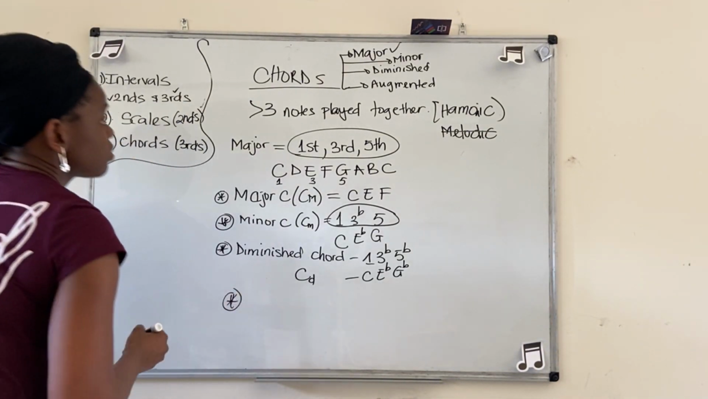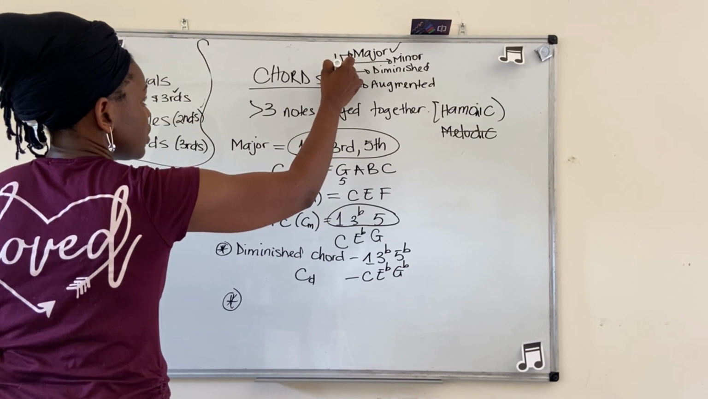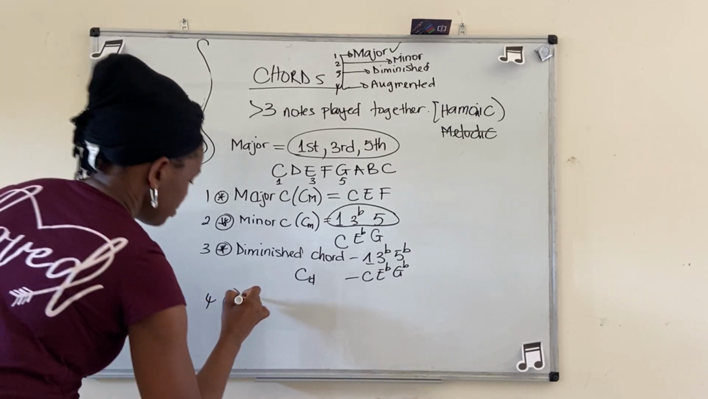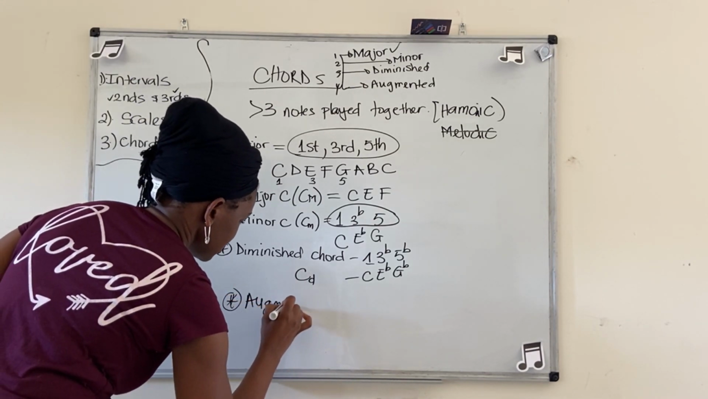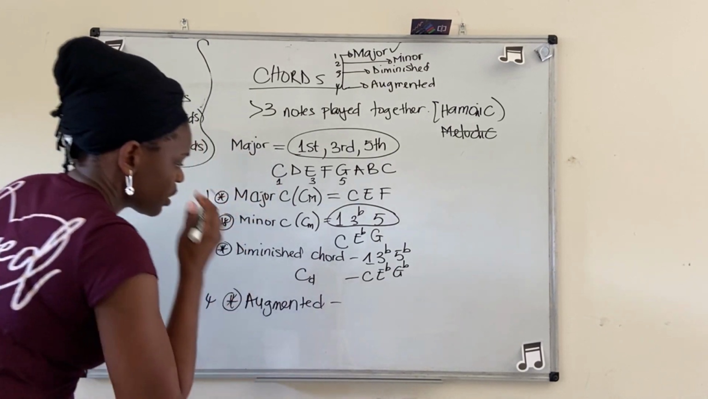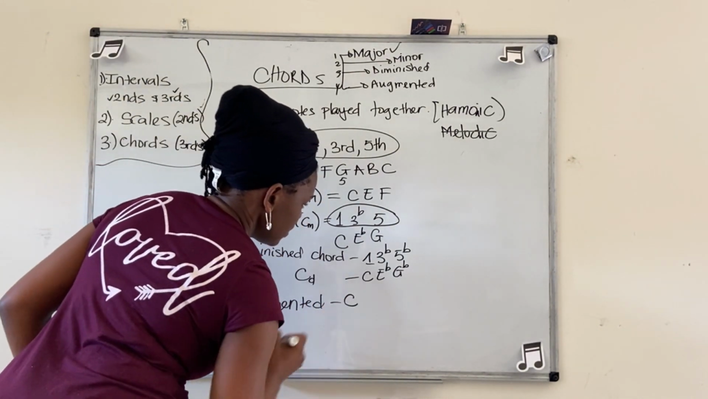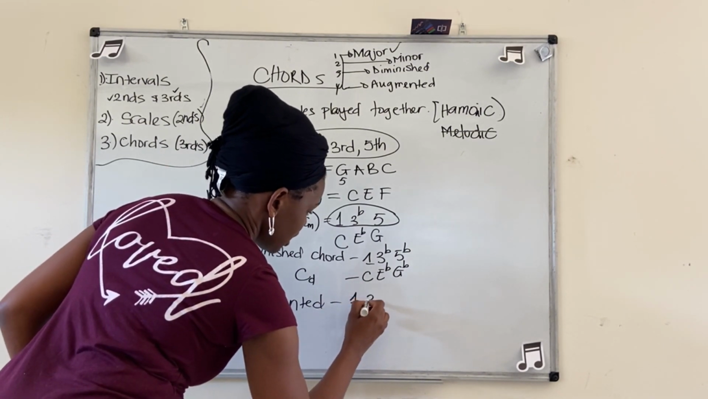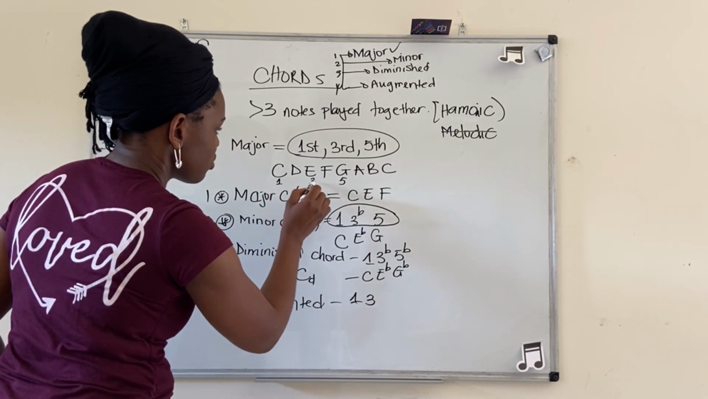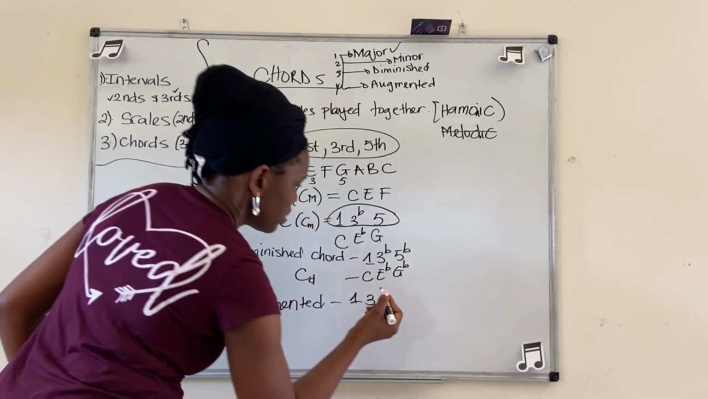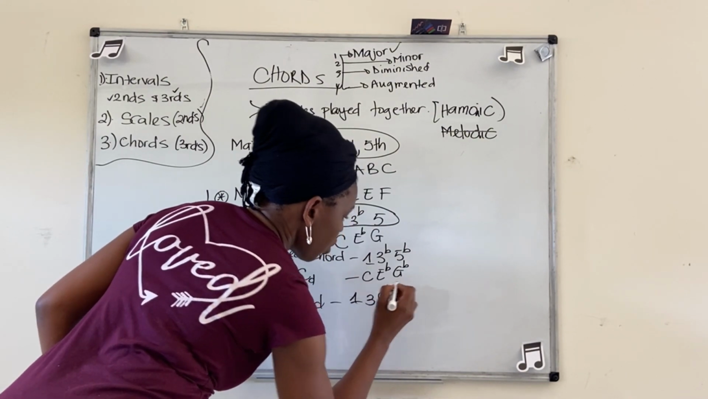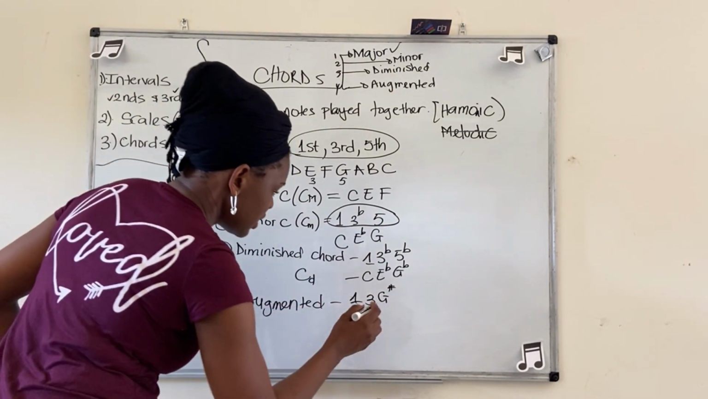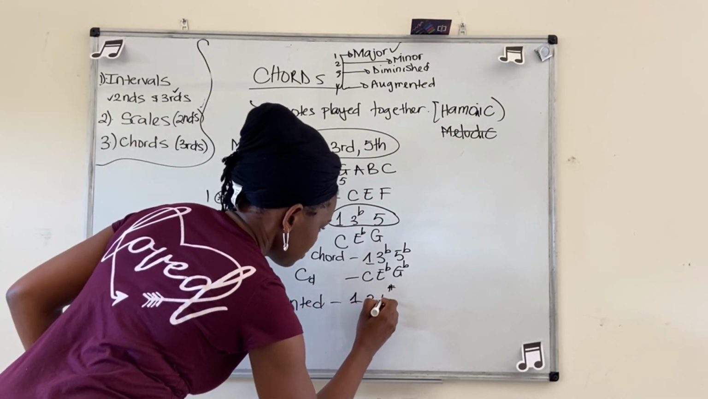So the last one, which is 1 major, 2 minor, 3 diminished, and 4 augmented. The augmented chord is 1, 3, just like the original chord, and then it augments the 5th. So it's going to be G sharp. It's going to augment it, and it's going to make it bigger. Flat means to reduce it. So in this case, 5 sharp.